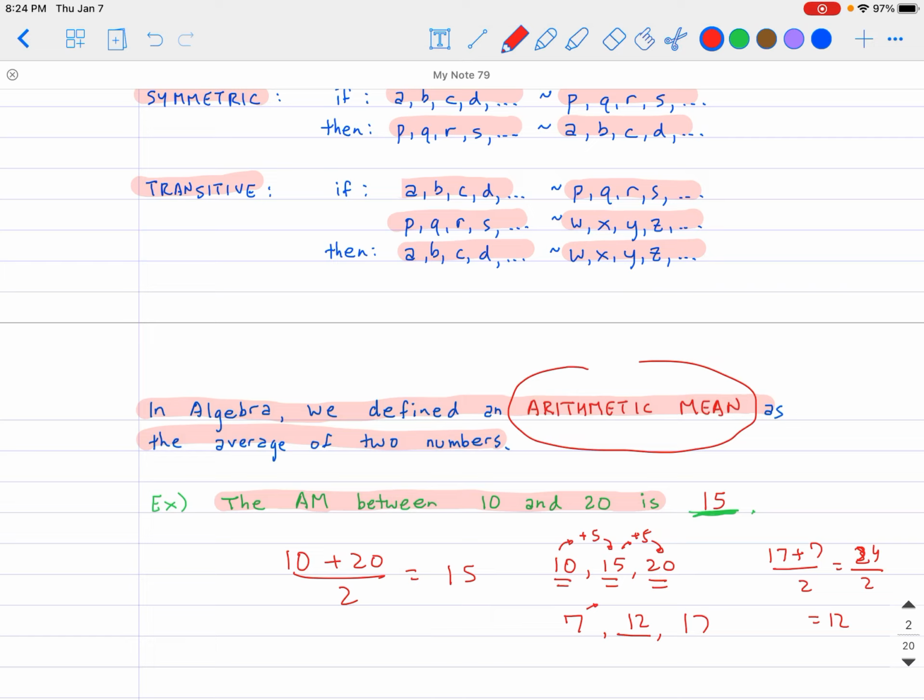So in this case, I'm adding consistently once again by 5, and it doesn't always have to be added by 5. Just make sure that it's consistently adding by the same number in order to get one from the other. So that's the arithmetic mean then.